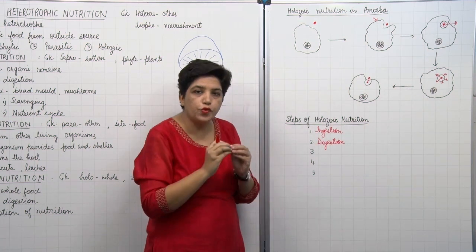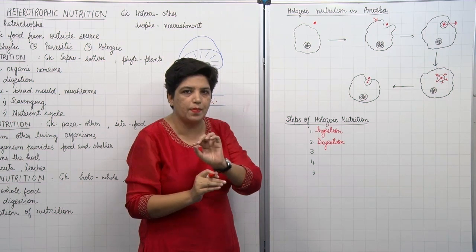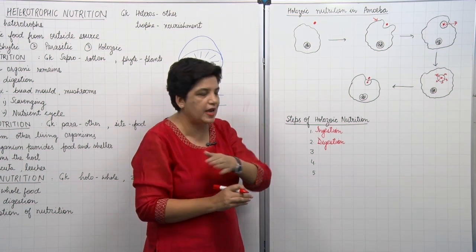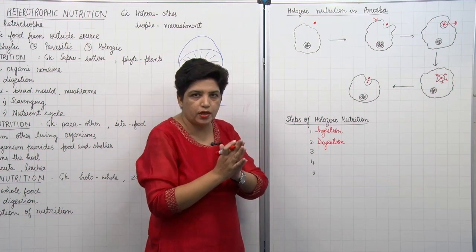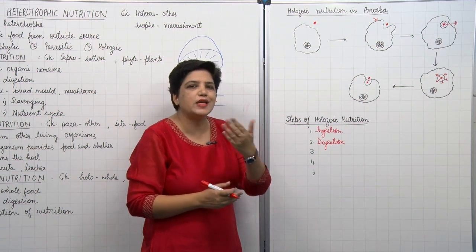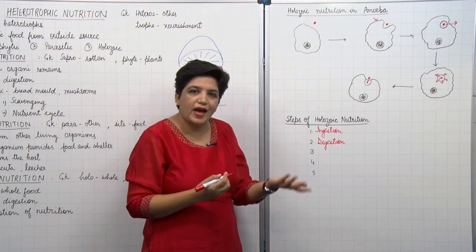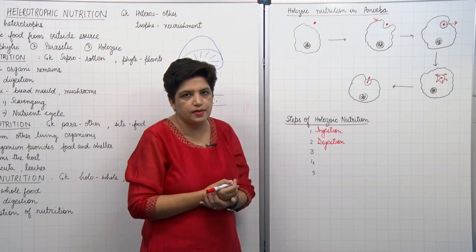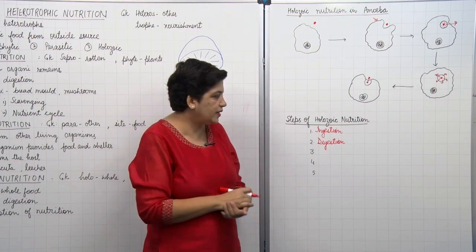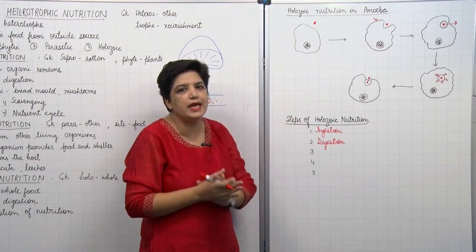Next is digestion. This means the food, the complex organic food, is broken down into simple soluble compounds. The simple compounds, they are soluble, which can be easily absorbed and utilized. That is why digestion is important. The complex food material is broken down into simple materials. For example, the starch is broken down into glucose molecules. Fats are broken down into fatty acids. Proteins into peptides or amino acids. Likewise, all the nutrients are broken down into simpler forms which can be easily absorbed.